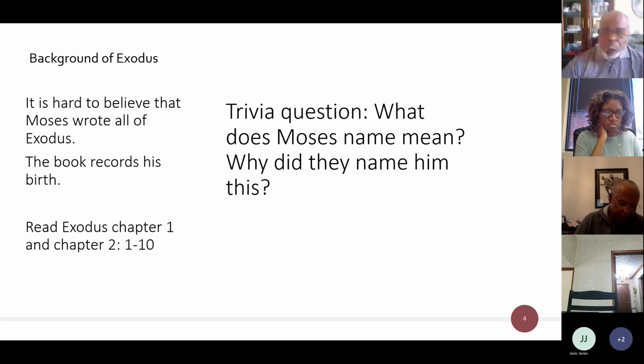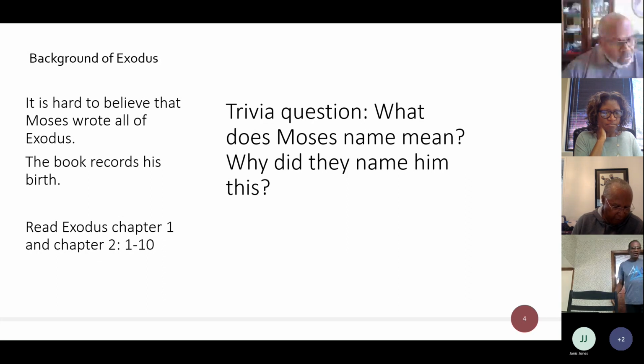Now a man of the house of Levi married a Levite woman, and she became pregnant and gave birth to a son. When she saw that he was a fine child, she hid him for 3 months. But when she could hide him no longer, she got a papyrus basket for him and coated it with tar and pitch. Then she placed the child in it and put it among the weeds along the bank of the Nile. His sister stood at a distance to see what would happen to him.